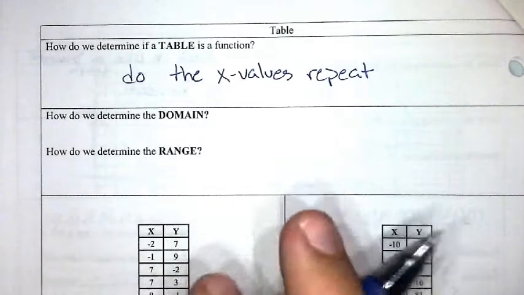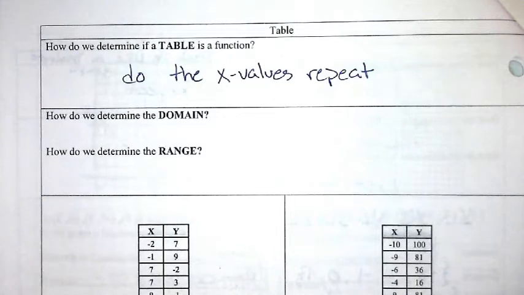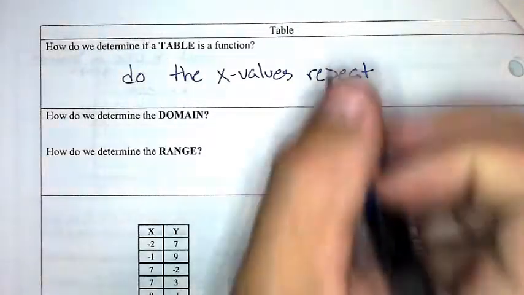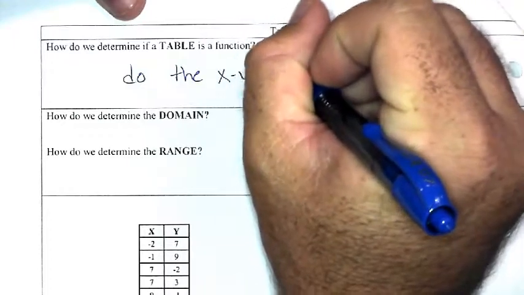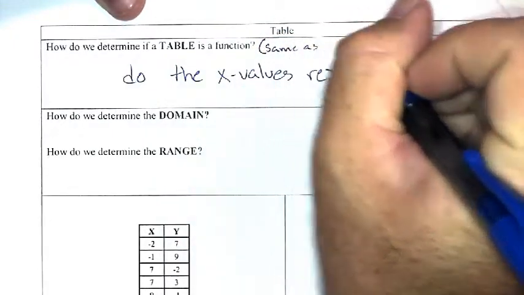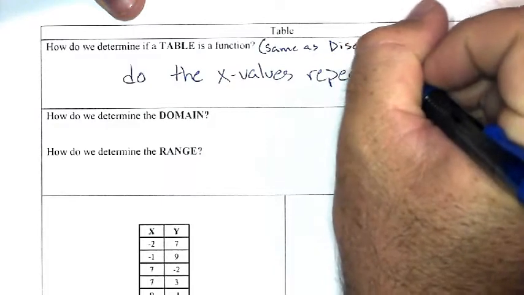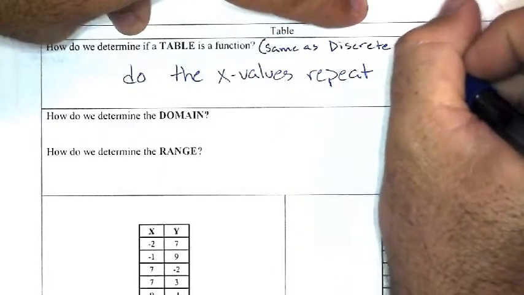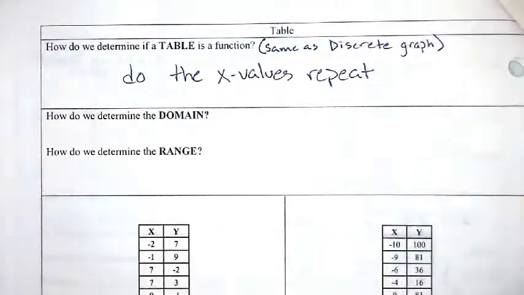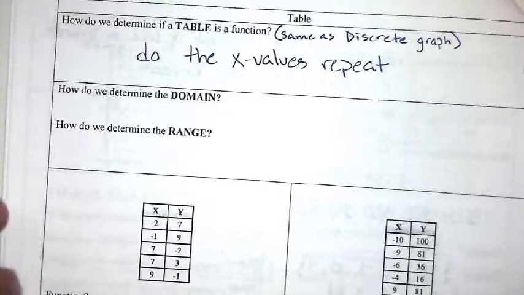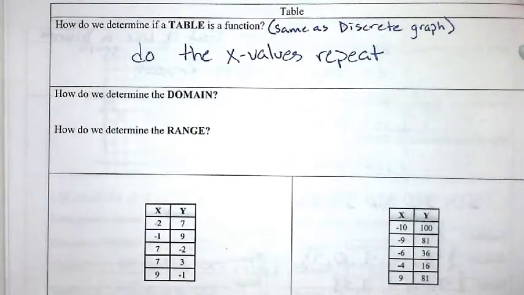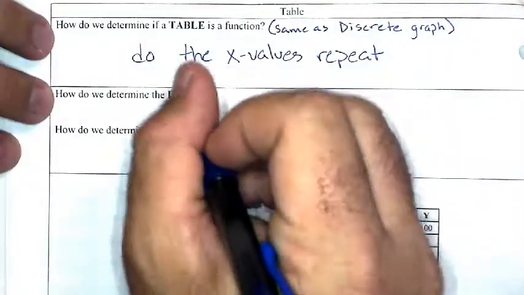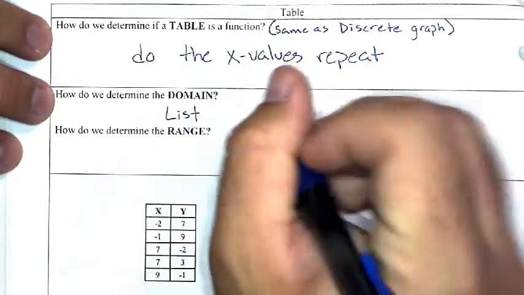No. What's the first thing that we learned about? A what? Starts with the letter D. Discrete. It's the same as a discrete graph. Not only is it the same as a discrete graph, everything is the same as a discrete graph with a table. So in a discrete graph, how did we determine the domain and range? What did we use? Starts with an L, rhymes with "ist." A list. Same exact thing for the tables.